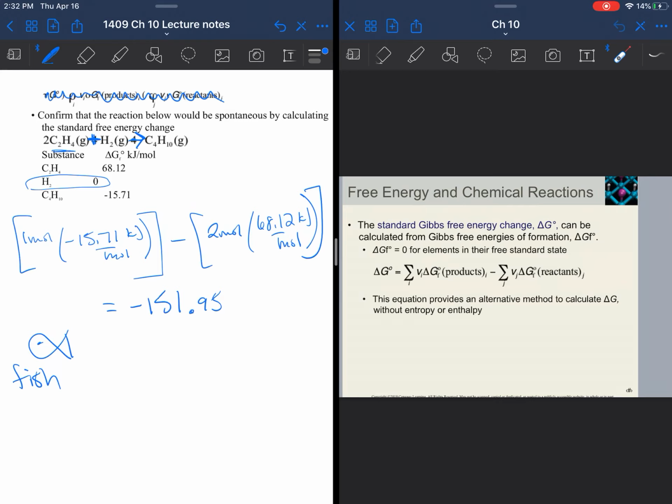Yep, that seems reasonable. A fish with no eyes, ladies and gentlemen, is a fish. That is my favorite joke because I am a child.